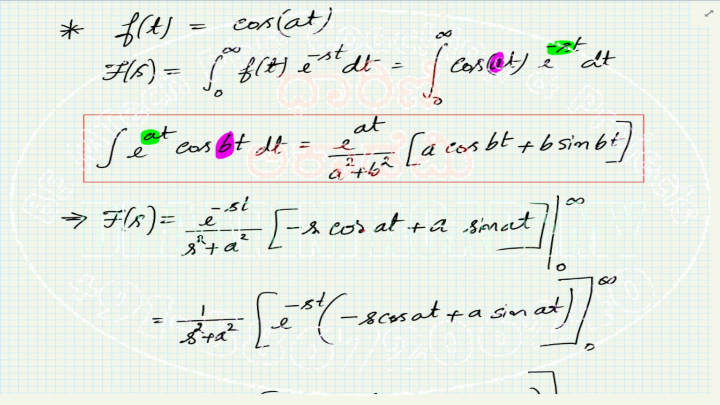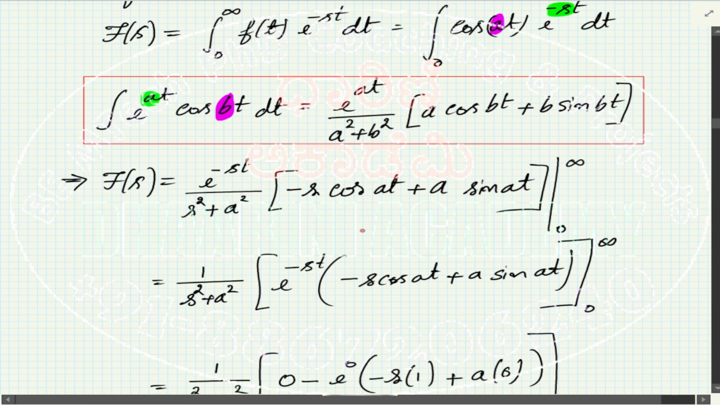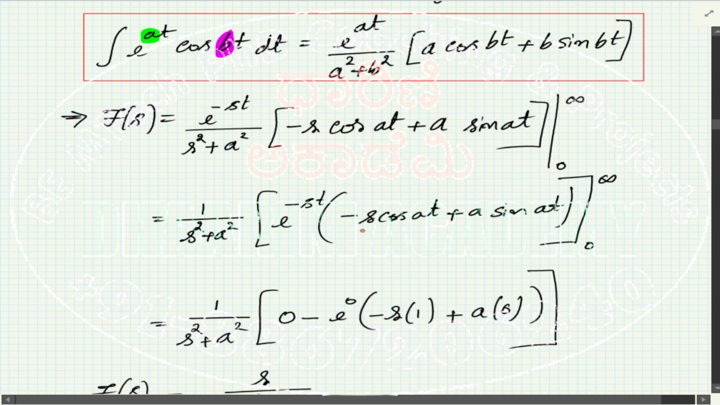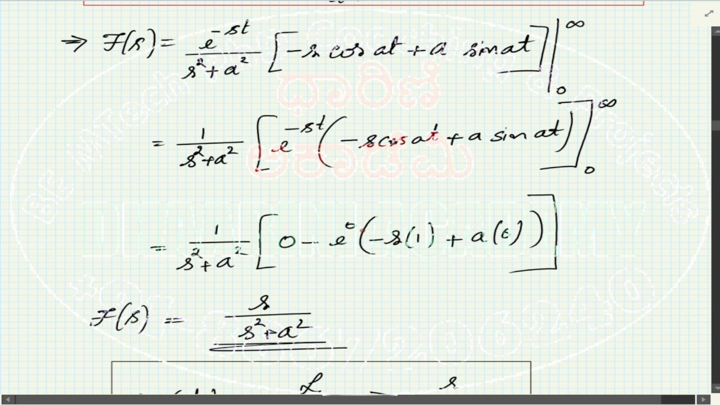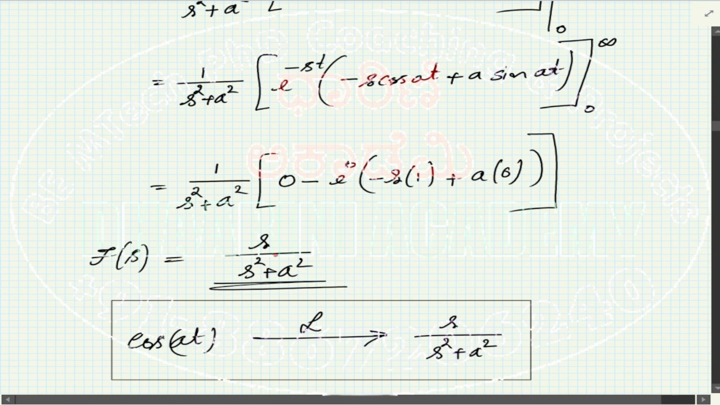So we have two functions. One is e to the at sine bt. Second one is e to the at cos bt. If we remember that formula, we can apply it at any point. The same thing we are applying now. We just compare what is a and what is b in the given question. We substitute accordingly, and we put the limit from 0 to infinity. When you do that, this is the answer we are going to get. So if it is cos at, s by s square plus a square is the answer.